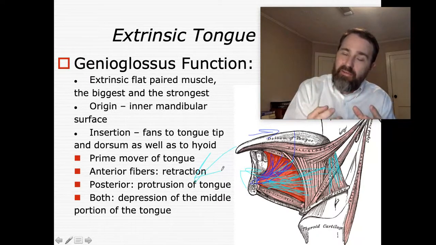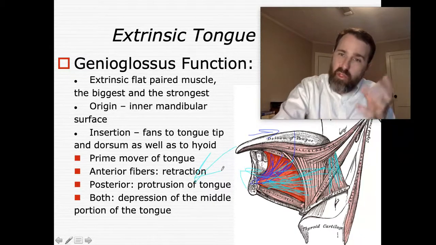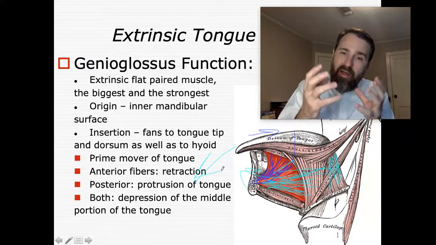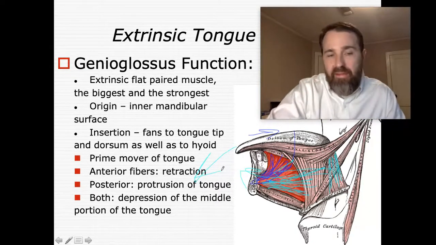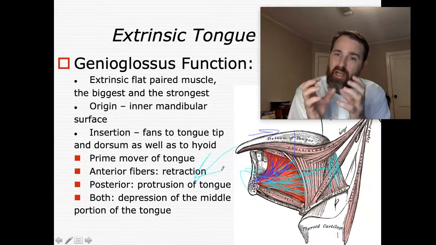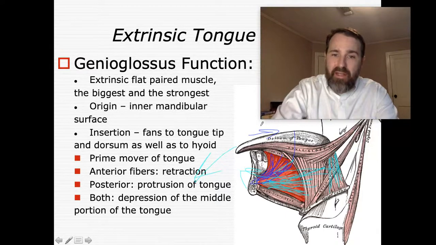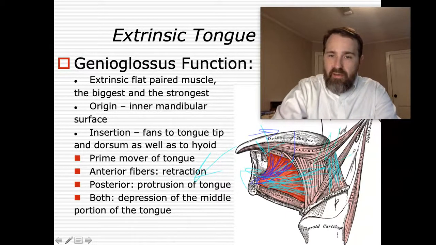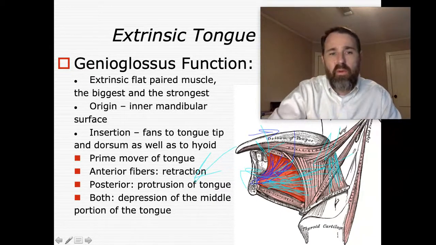The anterior fibers, when contracted, retract the tongue and pull the body of the tongue down to the floor of the oral cavity. And when they both contract together, you can imagine that the tongue will be depressed down into the floor of the oral cavity.